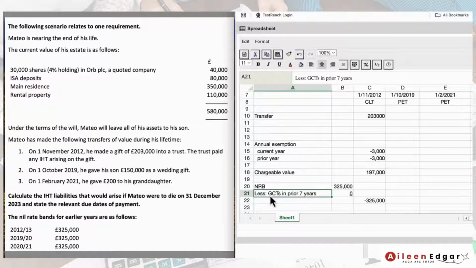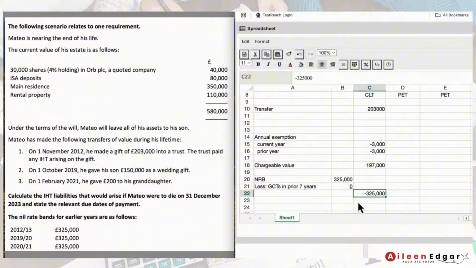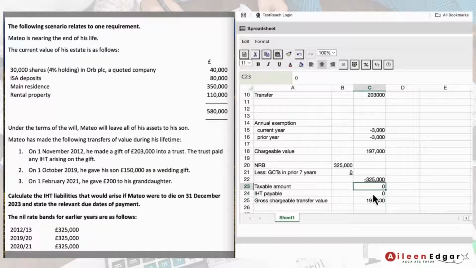So we are saying that we're getting a full nil rate band of £325,000 that we can set off against this particular CLT then. So that's good from the, well, it's the trust that's paying any inheritance tax if there was any arising on this gift. So no tax is actually going to therefore be due, which you can see that I've put there at the bottom.